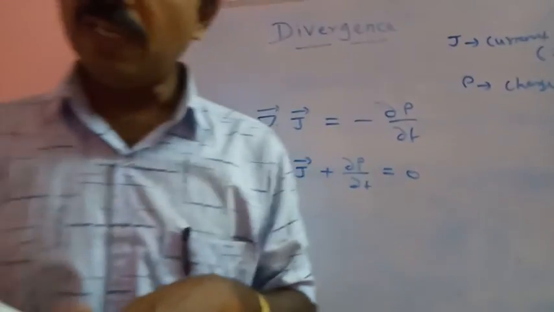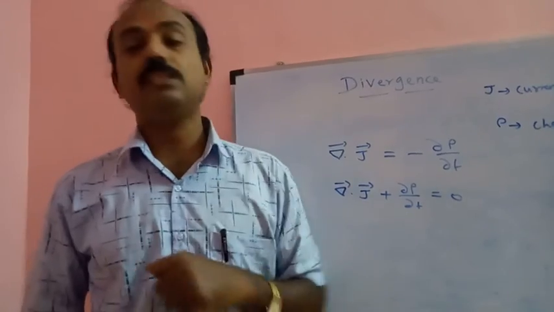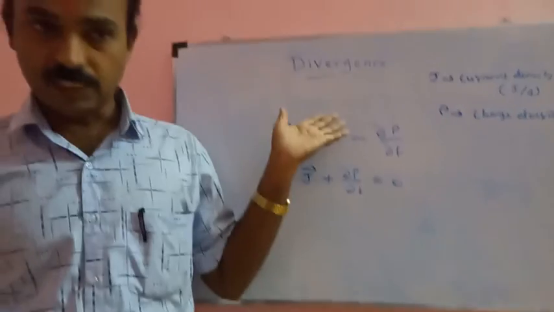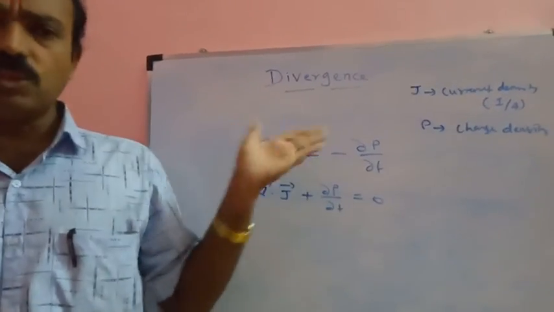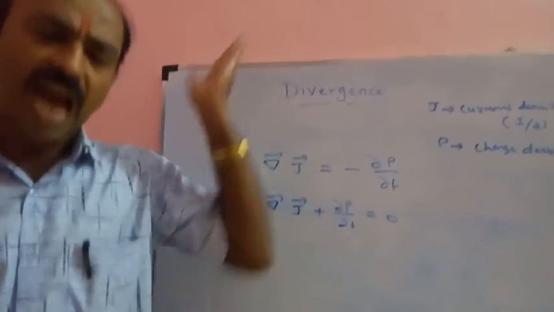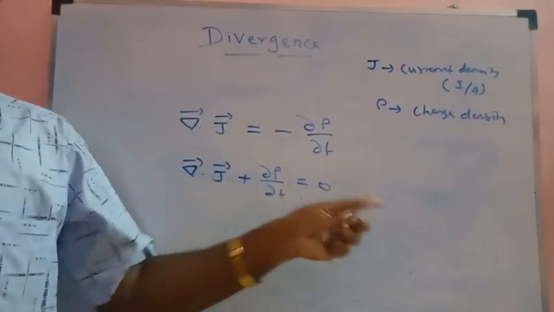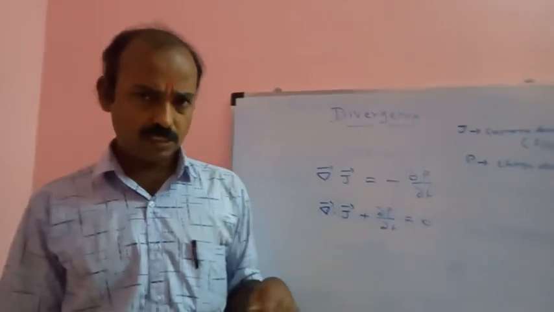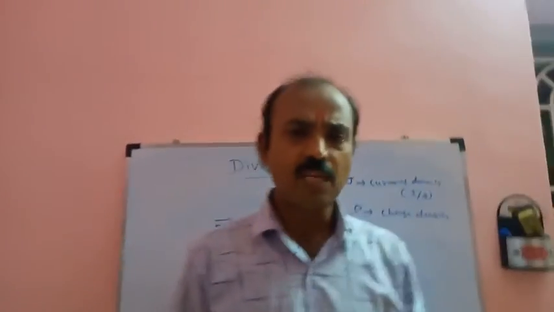This is the equation we know familiarly as the continuity equation, here from the divergence point of view. So the divergence of current density J at a point is numerically equal to the quantity of electric charge flowing out per second from a closed surface surrounding that particular point. That is the meaning. So this is all about the explanation of divergence.